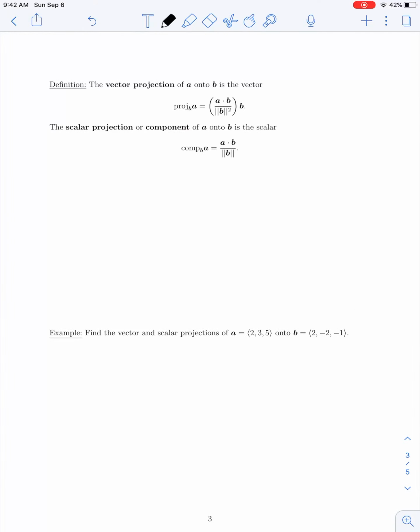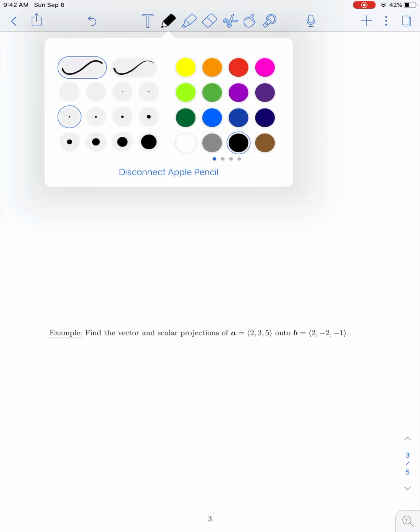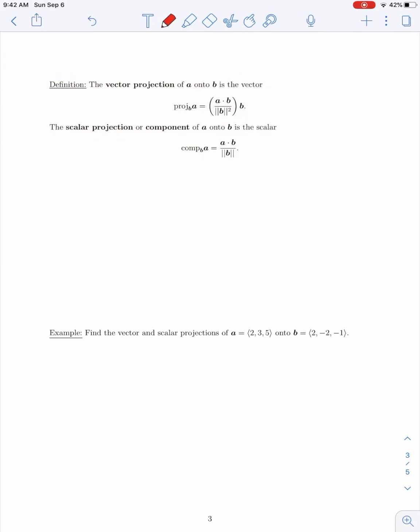Now, the next thing that we're going to talk about in this section is the concept of a vector projection of one vector onto another. These vector projections have some nice applications, some of which we'll start talking about in this section. So let's start by defining the vector projection of one onto the other, or the scalar projection of one vector onto another. So we'll start here with the following definition.